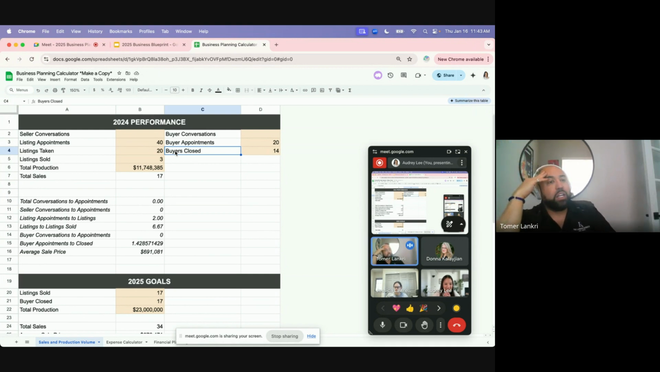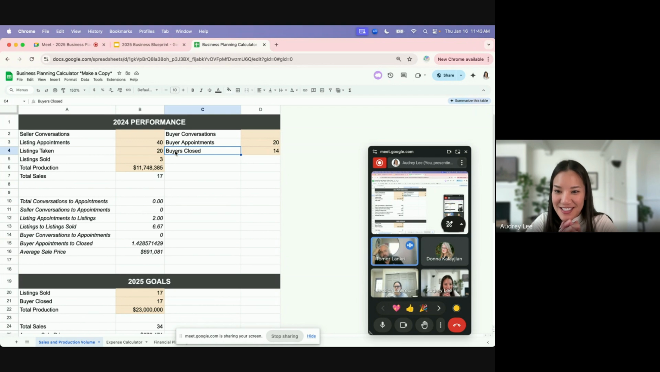I guess the competition conversion. Challenge. Yes. Exactly. That's the real challenge. For the sake of this, we're just going to say that it might take you 2 listing appointments to get to 1 listing.